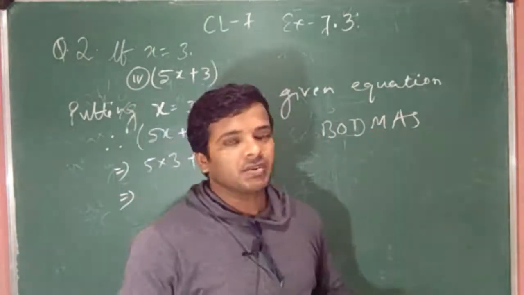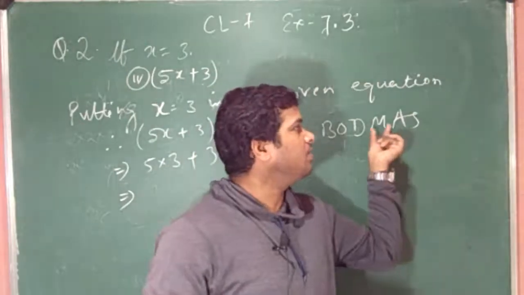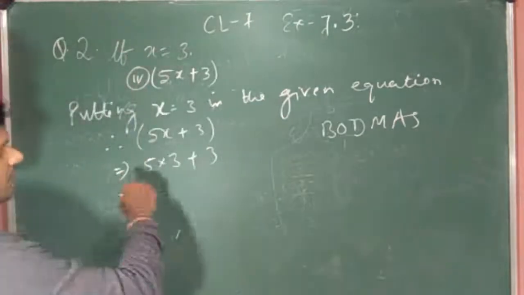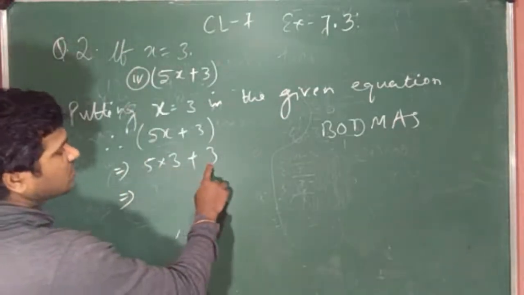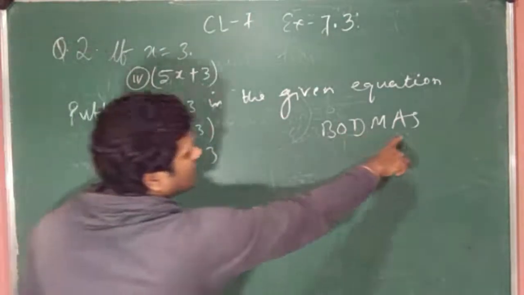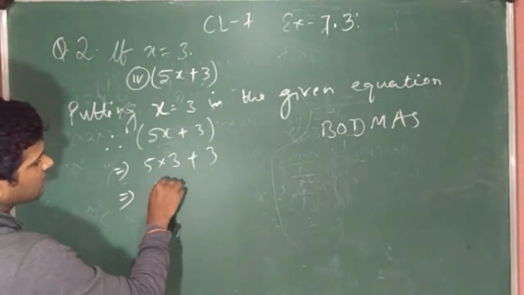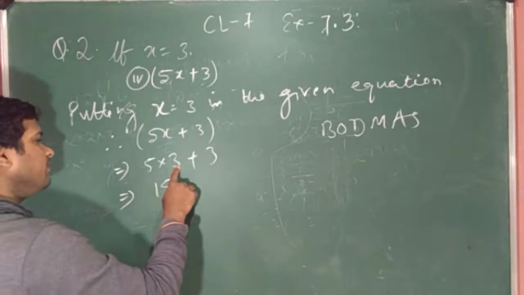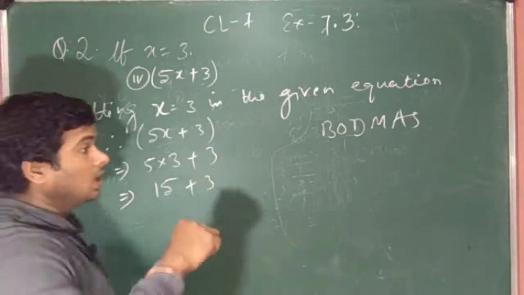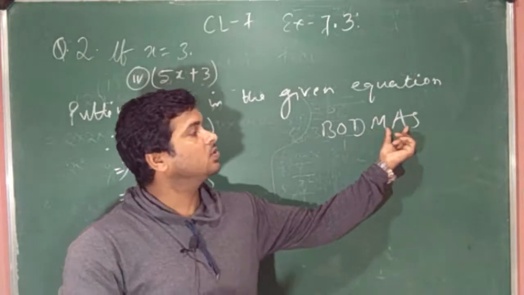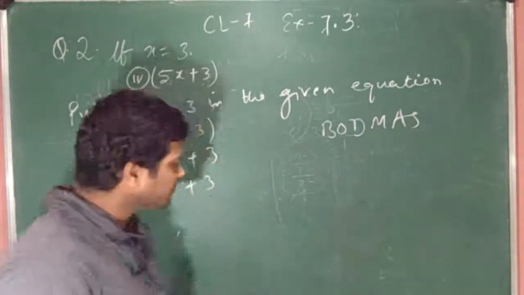Then we will do the multiplication. You cannot do the addition without doing the multiplication. Keep that in mind. That means we cannot do 3 plus 3, 6, because before addition we need to do multiplication. So 5 into 3, 15, plus 3. Now the multiplication work is done.